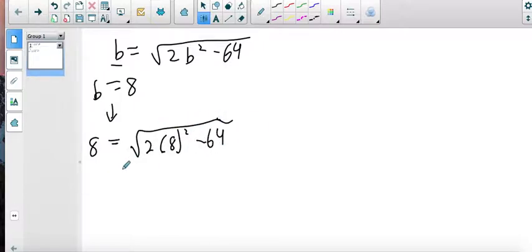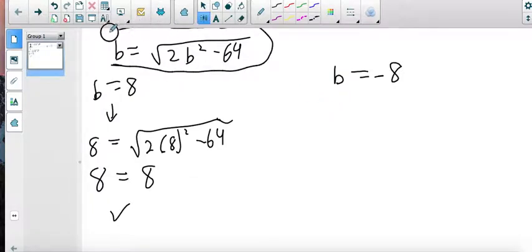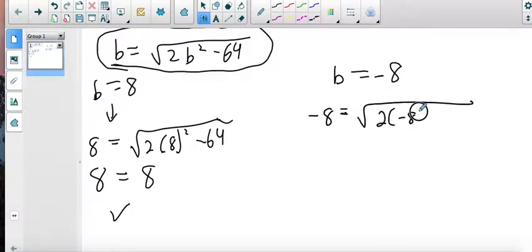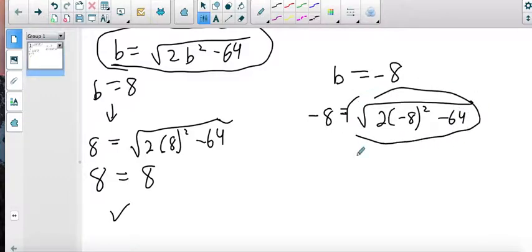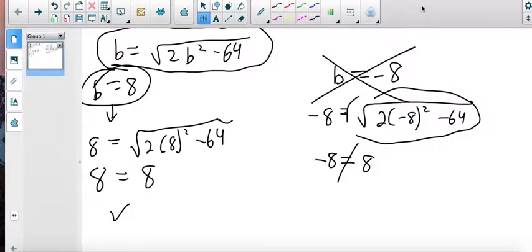Now I could work this out by hand, but no need. When I entered this expression in the calculator, it gave me 8, so this was true. But when I substitute b equals negative 8 in the original equation, it becomes negative 8 equals square root of 2 times negative 8 squared minus 64. When I put this whole thing into the calculator, it gave me 8, not negative 8. So this is not true, so we had to reject negative 8, and only 8 was the solution, okay?